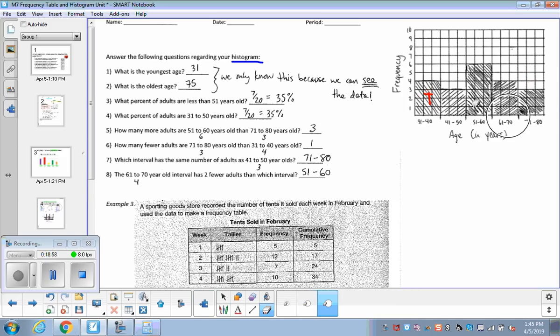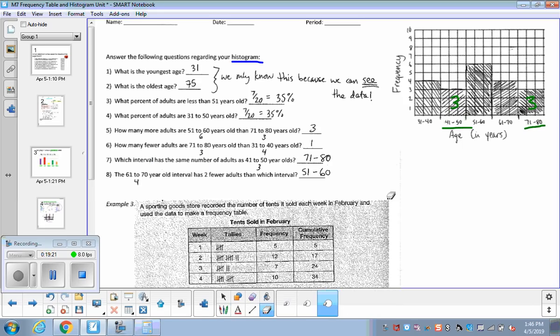Question 7 asks us, which interval has the same number of adults as the 41 to 50-year-olds? So 41 to 50 had 3. And then the other one that has 3 would be right there. That's the 71 to 80. They both have 3.